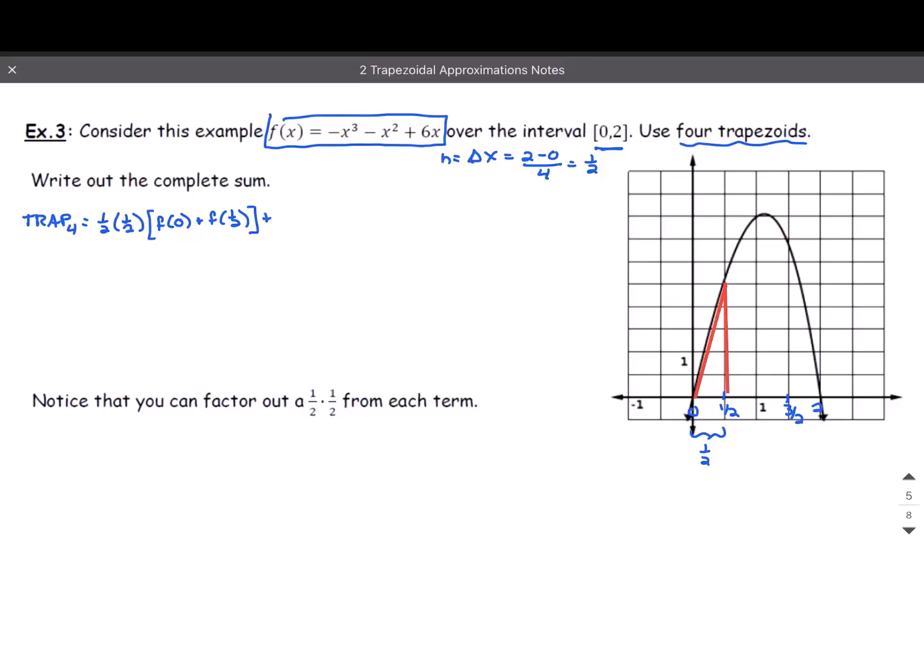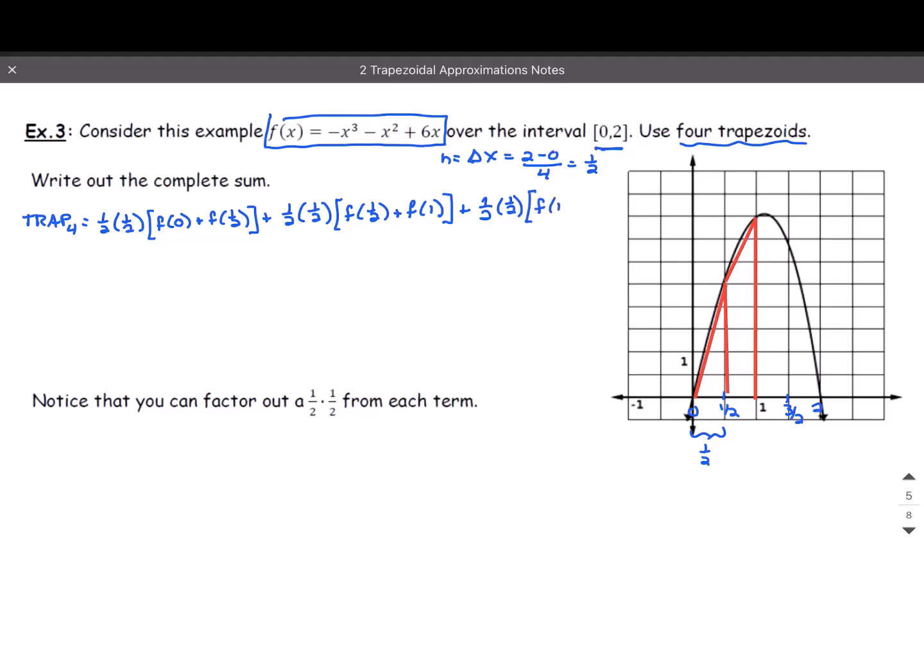Now the next trapezoid from 1/2 to 1 also has a height of 1/2. On the left we have 1/2, so we put that in the function, plus base 2 is going to be f of the right endpoint 1. And we use our heights at 1/2 and 1, and make a trapezoid.